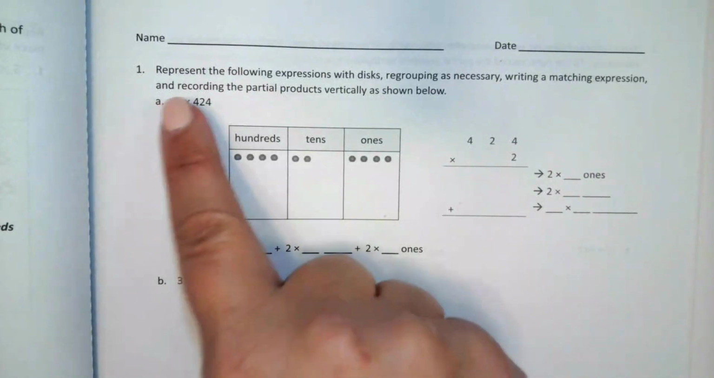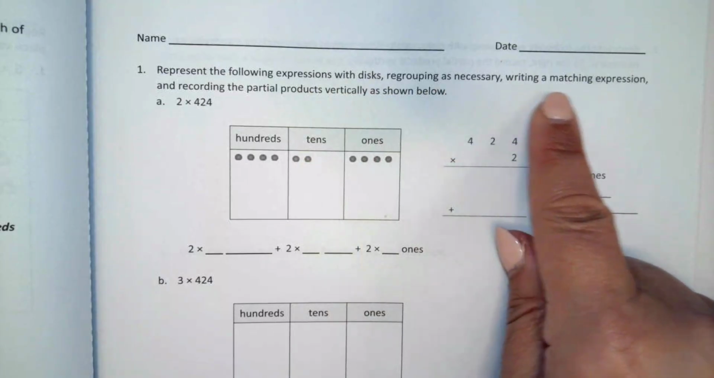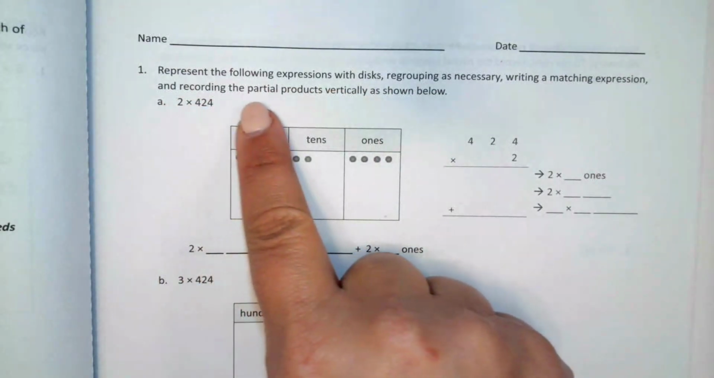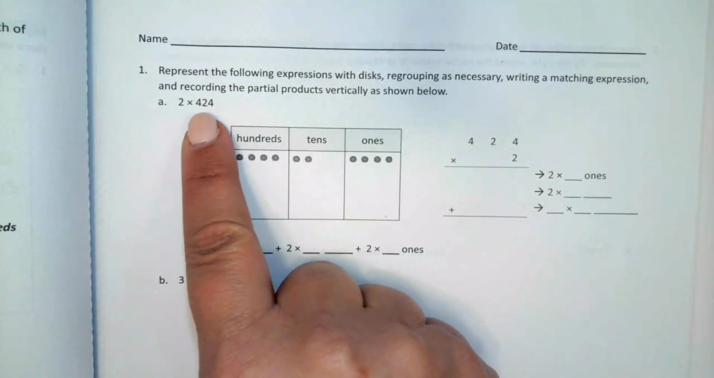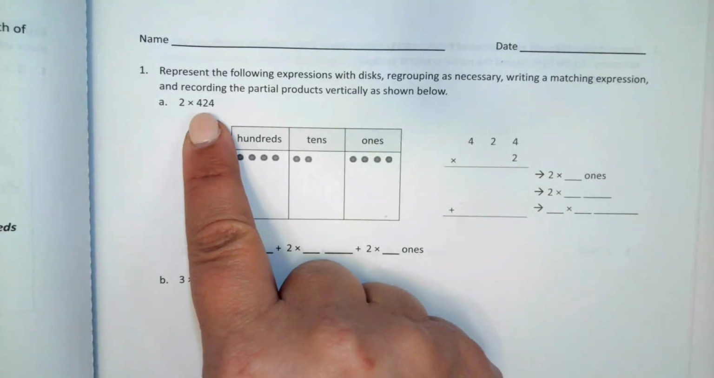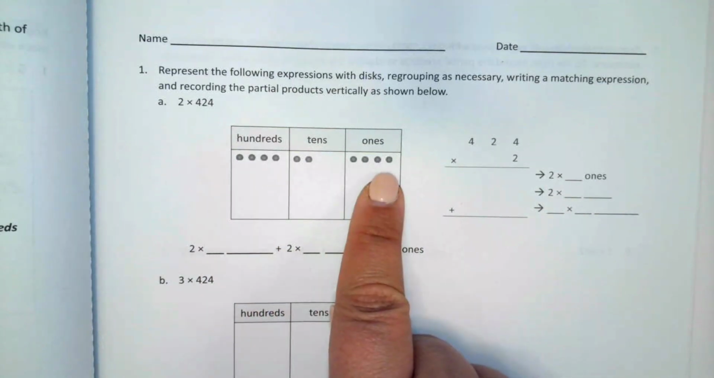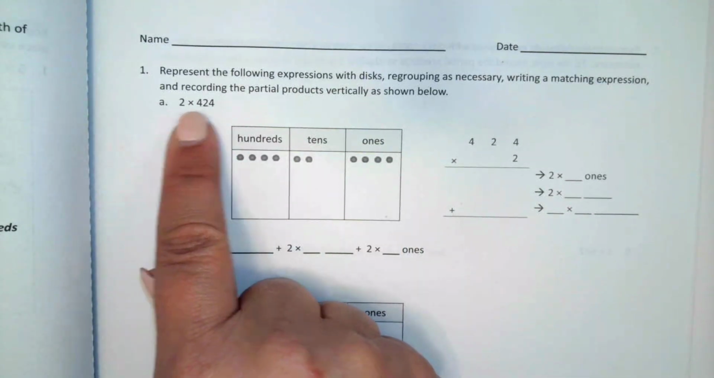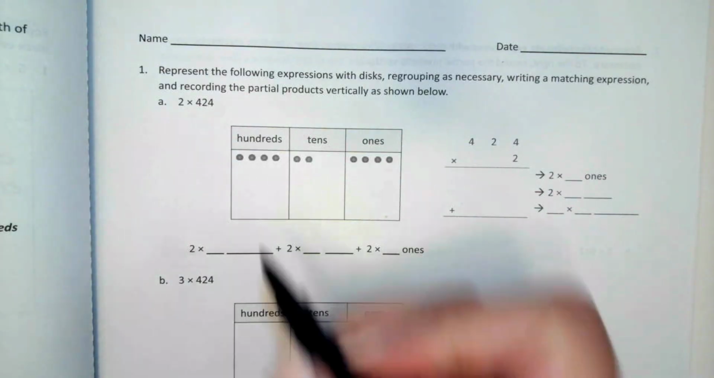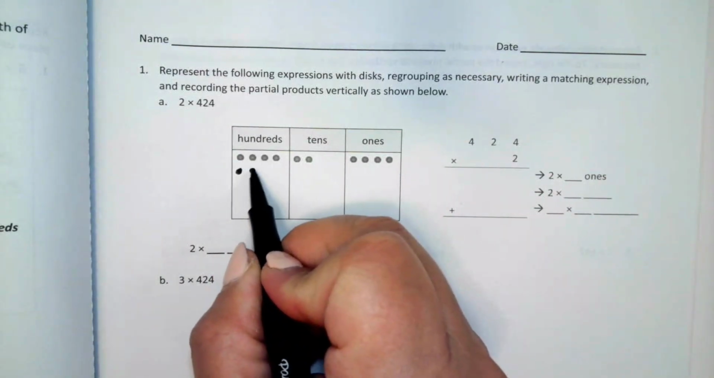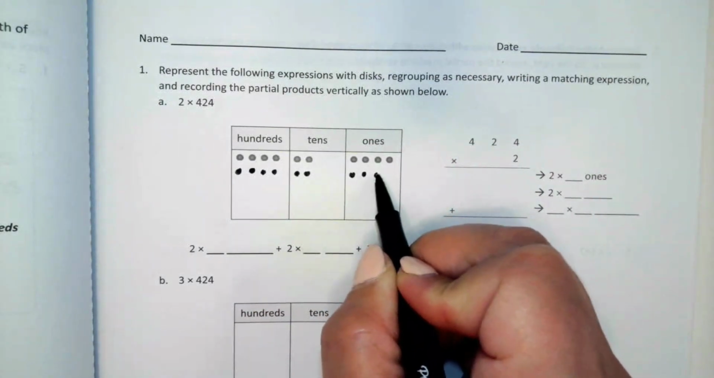It says, represent the following expressions with discs, regrouping as necessary, writing a matching expression, and recording the partial products vertically as shown below. We're doing 2 times 424. They already started making 424. We need to make 2 groups of 424. So let's draw the second row of 4 hundreds, 2 tens, and 4 ones.